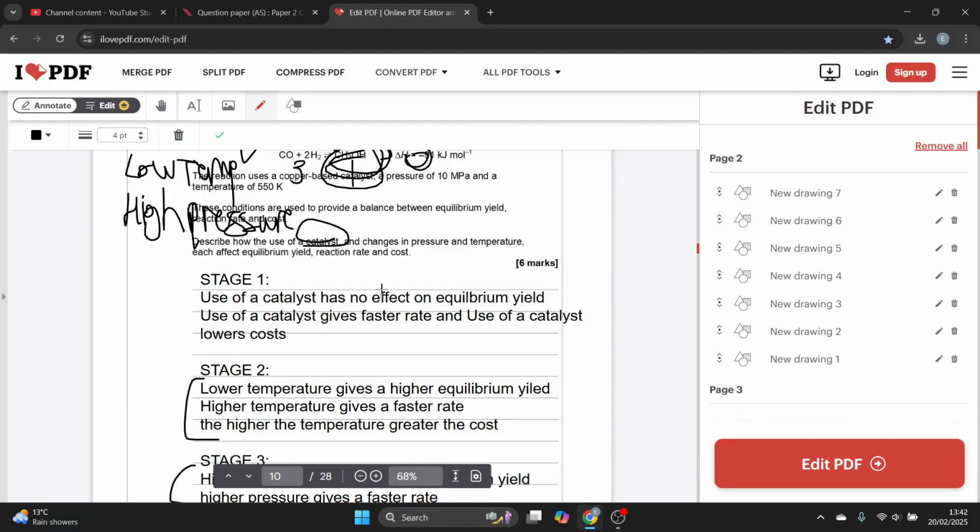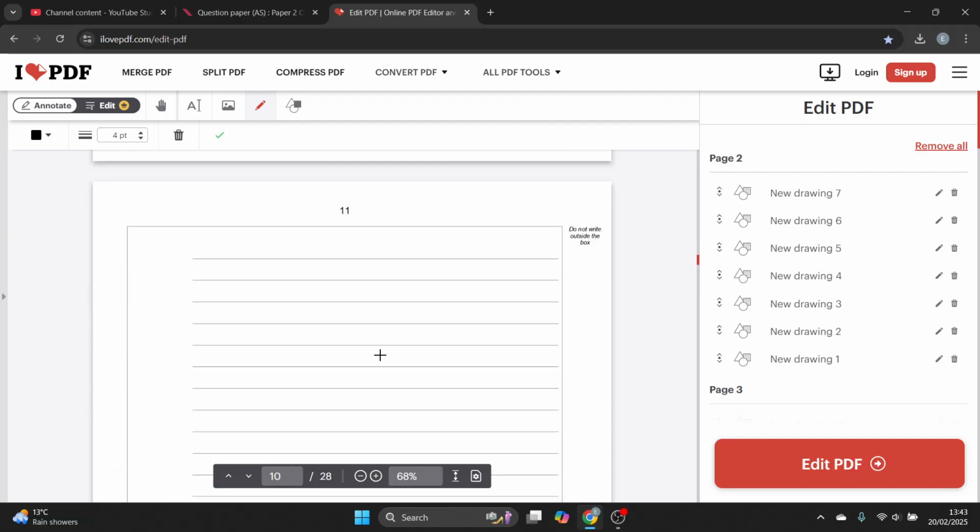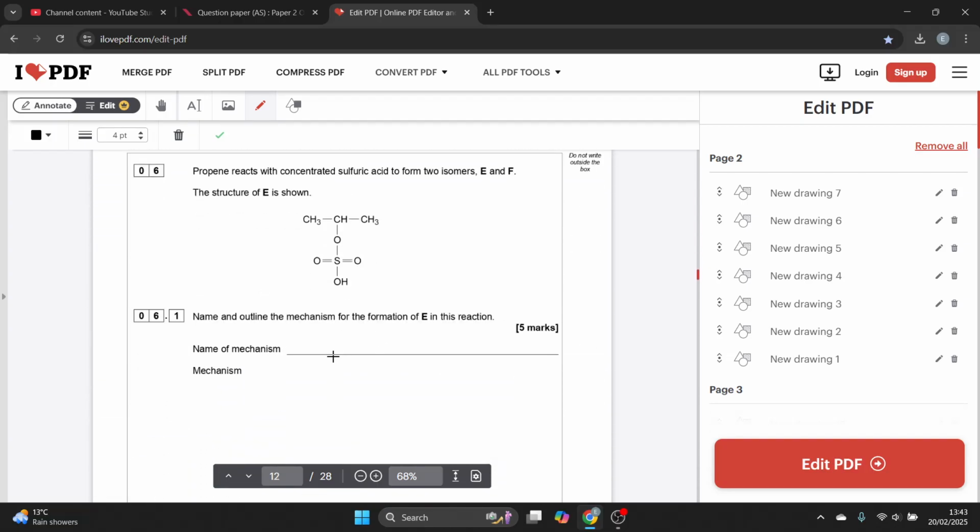And the catalyst part, that's the part. Use of catalyst has no effect on equilibrium yield. However, use of catalyst gives faster rate and it lowers the cost. Question 6. Name and outline the mechanism for the formation of E in this reaction.